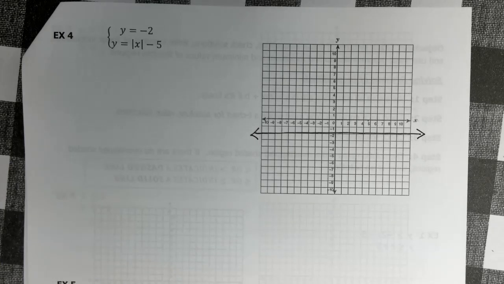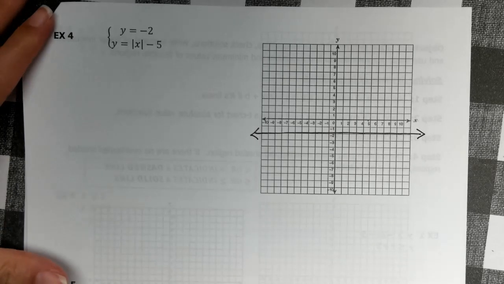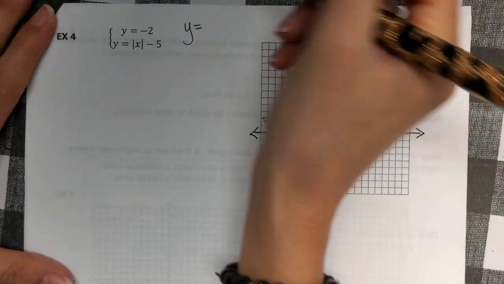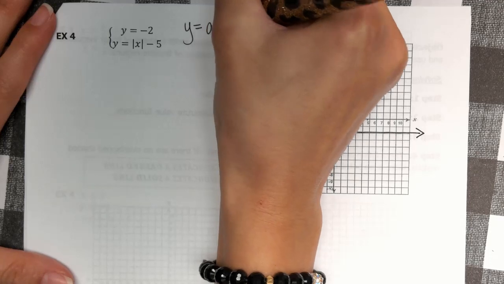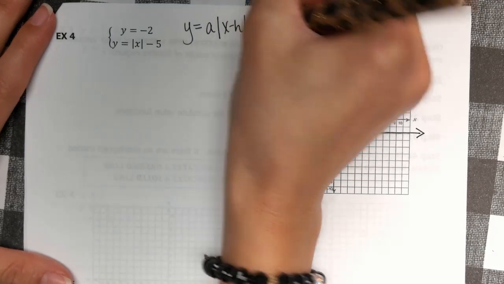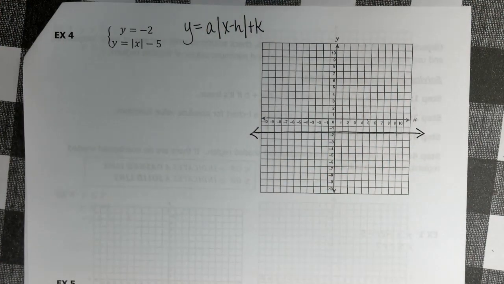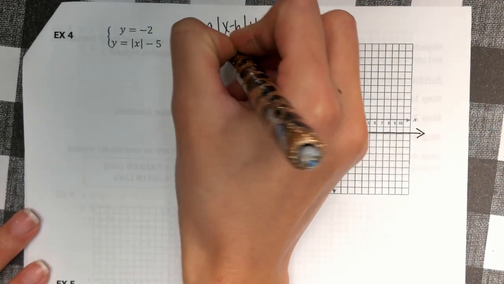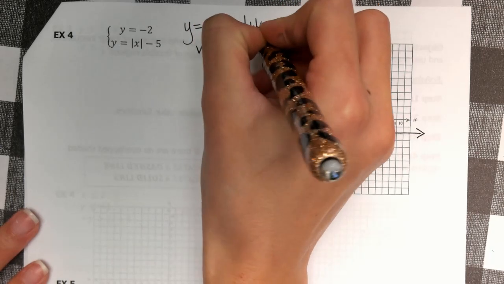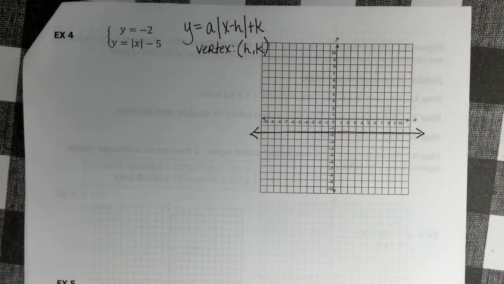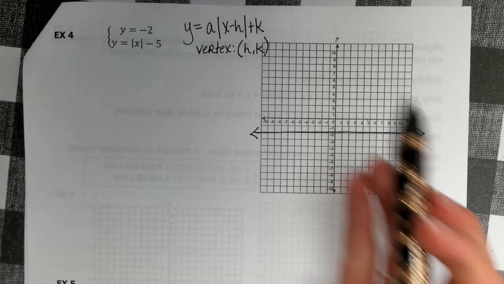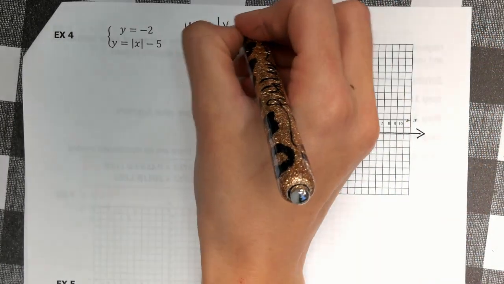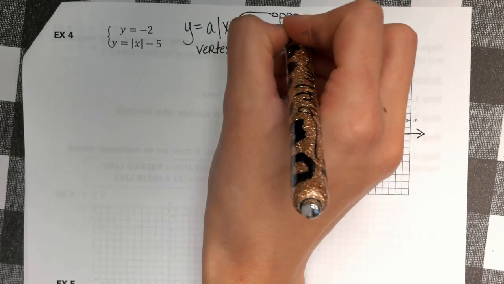Okay, now we have absolute value. So I have y equals the absolute value of x minus 5. And remember, with absolute value, our vertex form was y equals a times the absolute value of x minus h plus k. Okay, where my vertex was where? HK. Your vertex is always HK. And what did I know about H? It was the opposite.